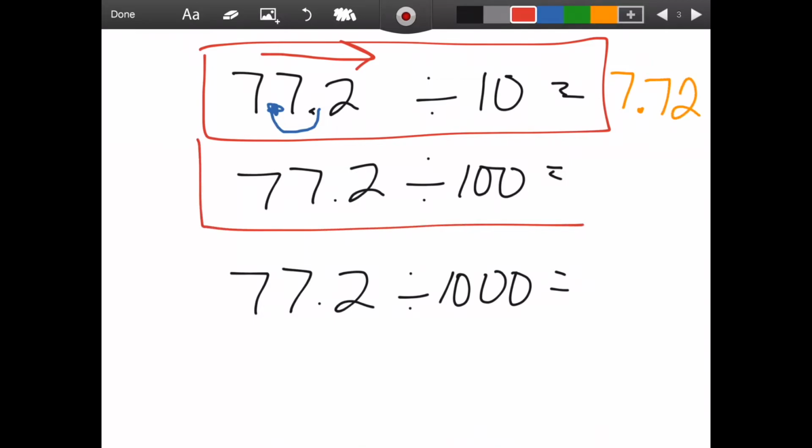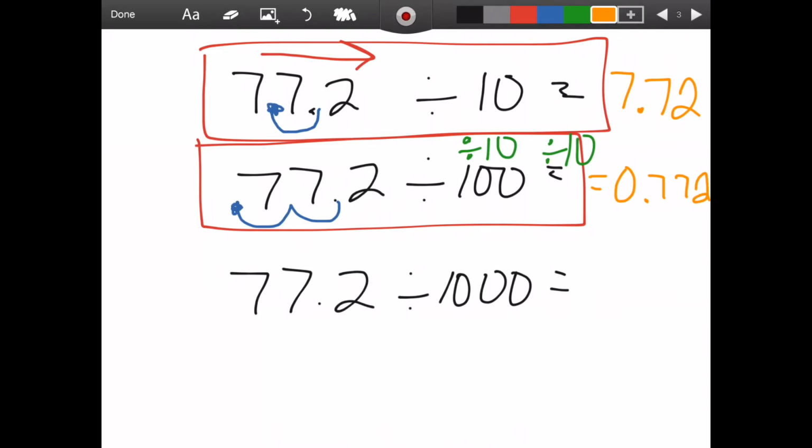Same idea. If I divide a decimal number by 100, that is the same exact thing as dividing by 10 2 times. So I know that to divide by 10, I moved my decimal 1 time to the left. So to divide by 100, I'm going to move it backwards 2 times. We'll get a decimal here. I will put a 0 at the beginning, and we will get 772 thousandths.